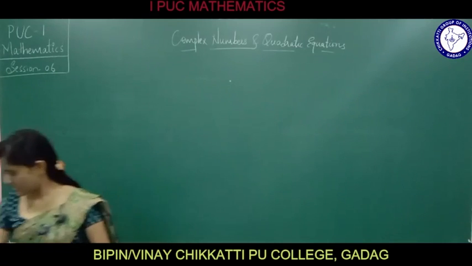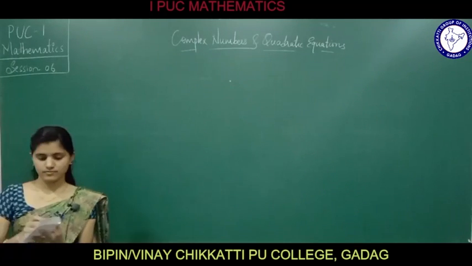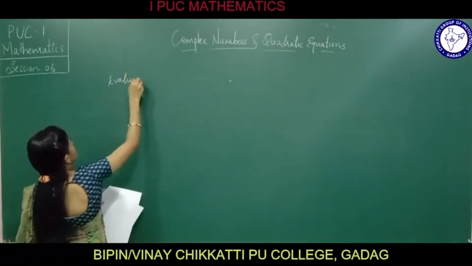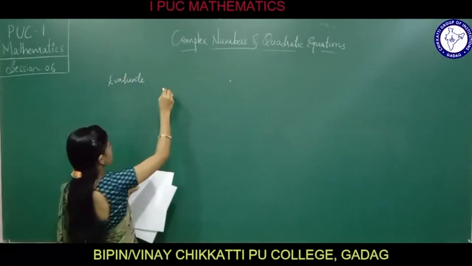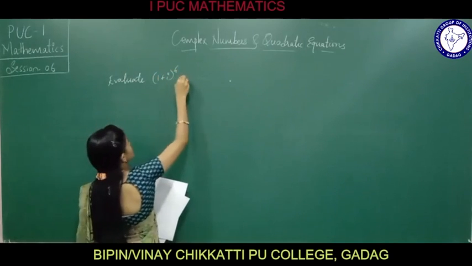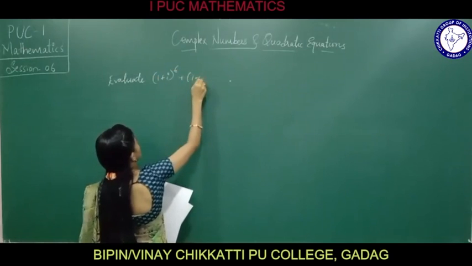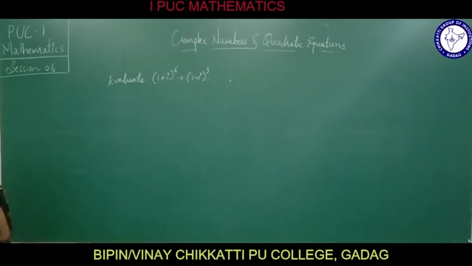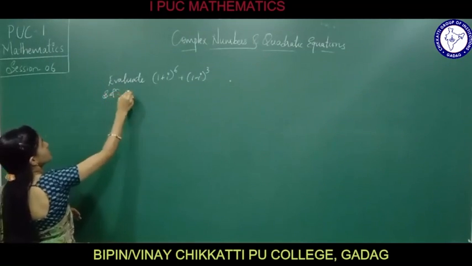Next problem, that is, evaluate 1 plus i raised to 6 plus 1 minus i raised to 3. Okay, we need to evaluate here, right? What we are going to do? First, just simplify for 1 plus i raised to 6 and 1 minus i raised to whole 3. That is solution.